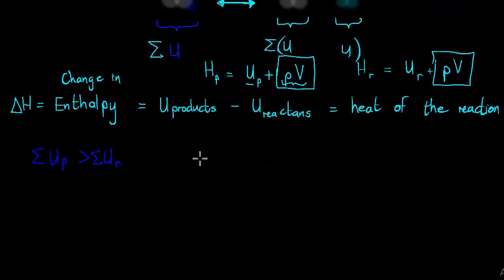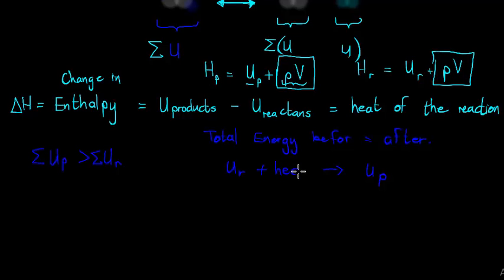That means that if I wanted the total energy in the system, not just the total internal energies, before to be equal to after, I've got the internal energies of the reactants, and afterwards I've got the internal energies of the products, but this is more than that, so it means I need to add some energy. And how do I add energy? I add it in the form of heat.